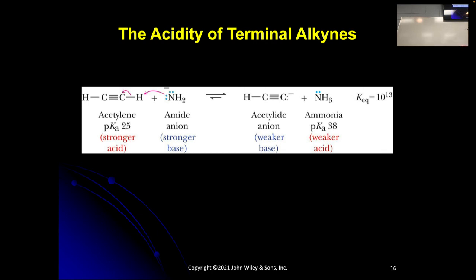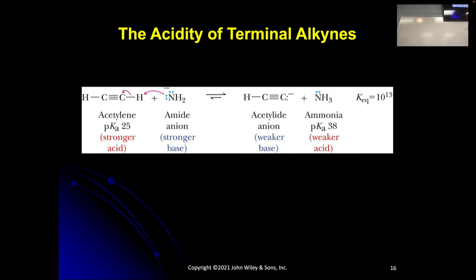Notice the equilibrium lies to the right. The equilibrium constant is 10 to the 13th. That means it goes to completion. There's essentially, when you do this reaction, there's none of this left. It all becomes product. What can you tell me about that?